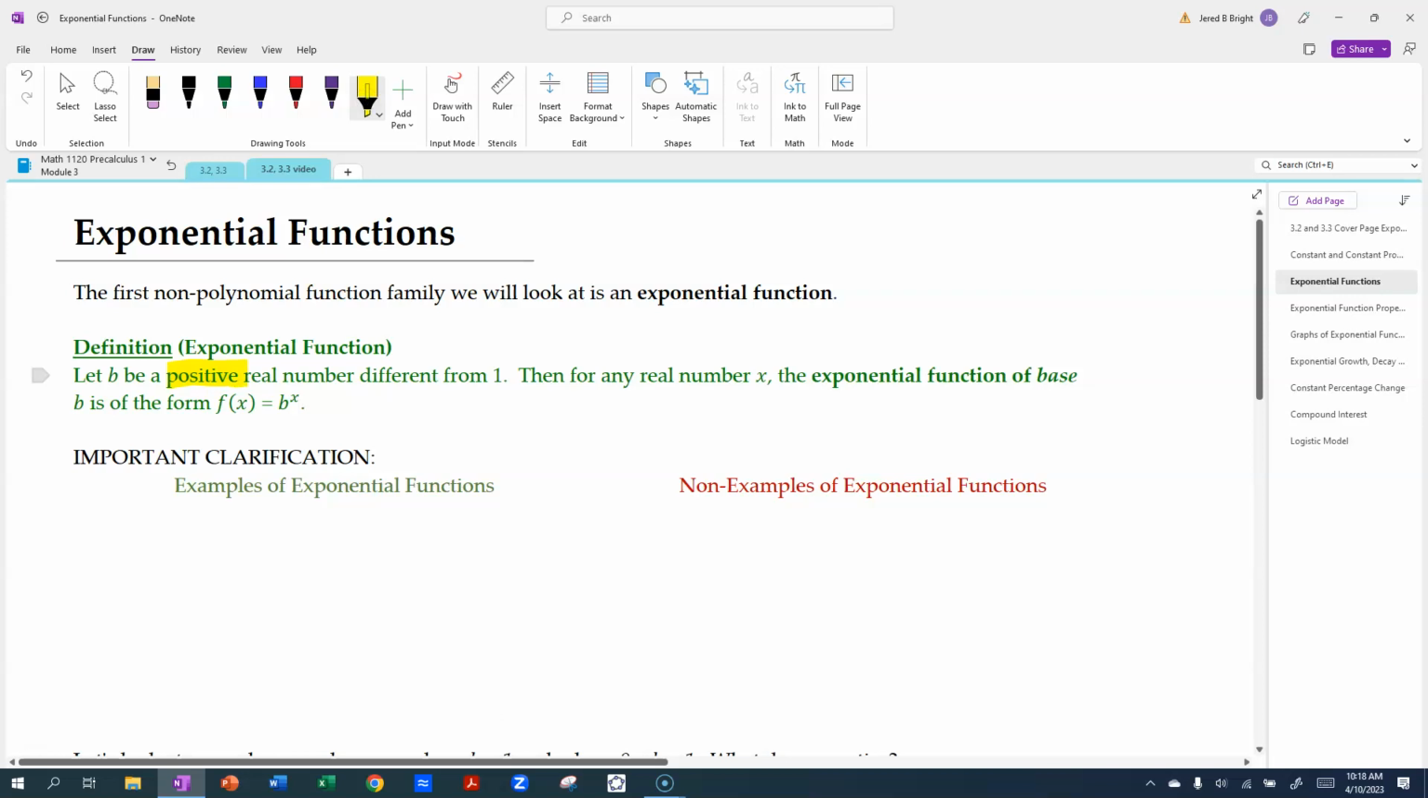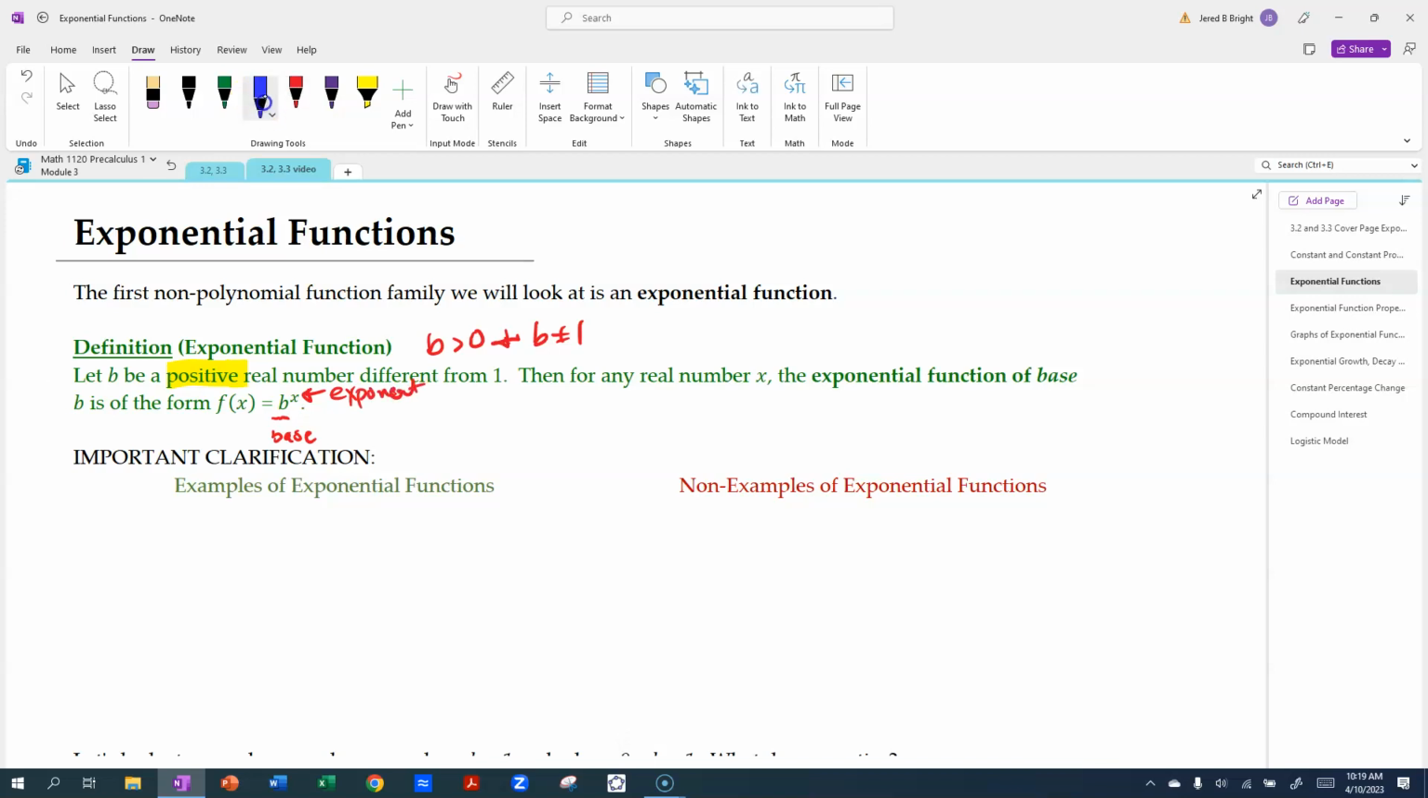We have to have b as a positive number, and it has to be different from 1. So when we work with b, that means b has to be greater than 0, and b cannot be 1. Otherwise, it's just going to be a boring function. But then if we have any real number x, the exponential function of base b is of the form that. And so this b we call the base, and then x, notice our exponent has that variable of x.